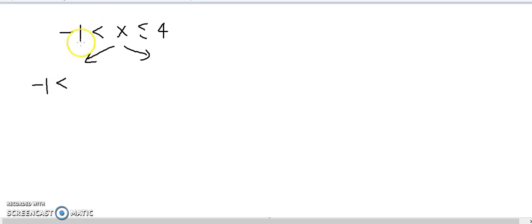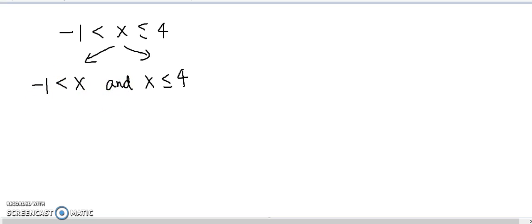The first inequality sign tells us -1 is less than x, or you can say x is greater than -1. Because x is a number between -1 and 4, x has to meet both requirements, and x is less than or equal to 4. So this is a conjunction.